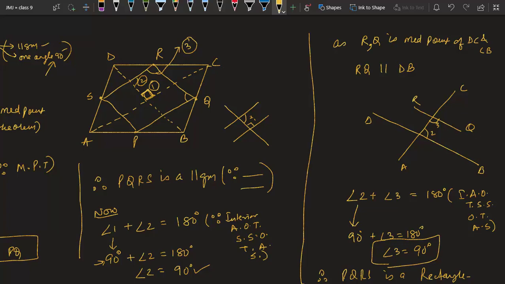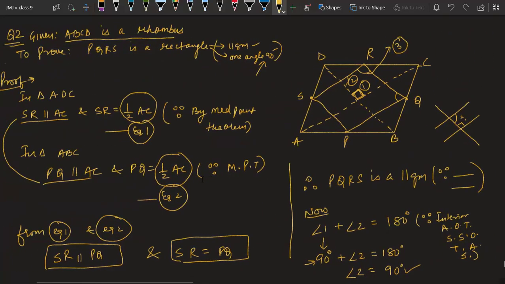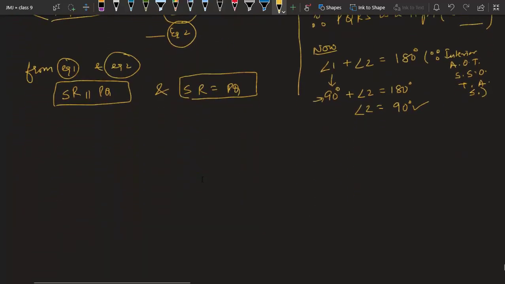I hope it is clear to everyone. So you have to understand how to use the given things in a proper way.